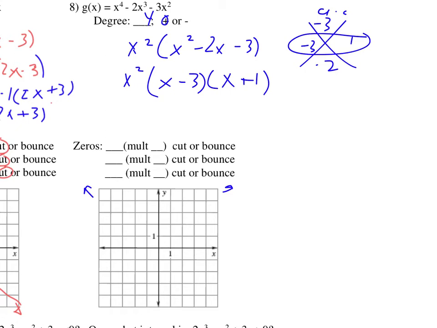All right, so I confirm that it's still fourth degree in the factored form. And so I have zeros at 0, multiplicity of 2, which is going to bounce. At 3, which is multiplicity 1, which is going to cut, since it's first power. Negative 1 is also multiplicity 1. Okay. So I only have one bouncer here, and that is at 0. And so I'm going to cut through at negative 1. I'm going to bounce off 0, and I'm going to cut through at 3.